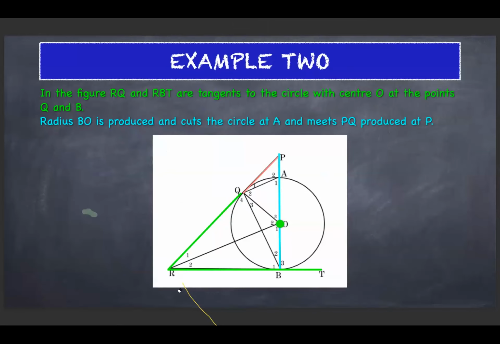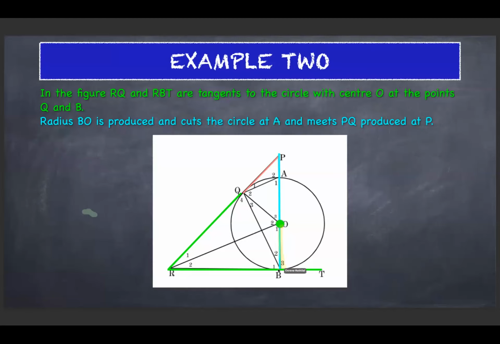Okay. Let me just erase this part. All right. So example 2 says, in the figure, RQ and RBT are tangents to the circle with center O. Okay, so the good thing is that it labeled the center O, and the points Q and B, right? So we've got tangents to the circle. It touches the circle here at Q and touches the circle here at B. So we've got those tangents. Then radius BO, right? This is a radius because O is the center and we're taking a line from O to touch the circle at B.